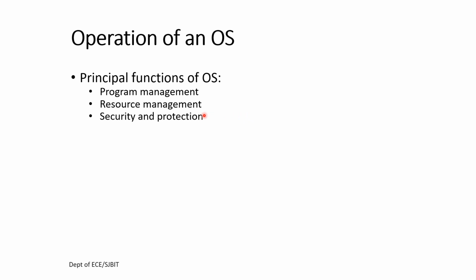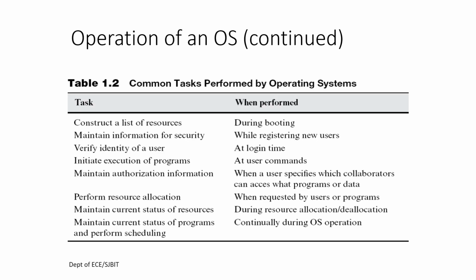In detail we are going to talk about the program management, resource management and security protection. The primary concerns of an operating system during its operation are the executions of the program and use of resource, and preventions of interference with the program and resources. Now we are going to talk about it in detail. Based on these operations, we are going to talk about the program management, resource allocations and also security.